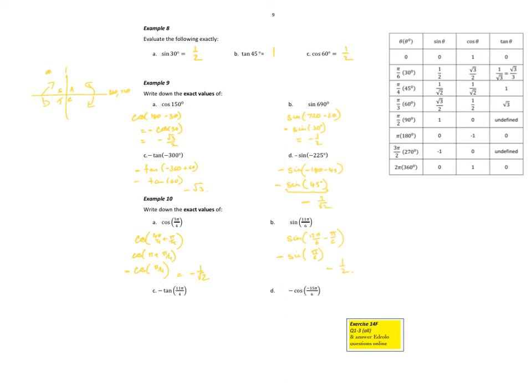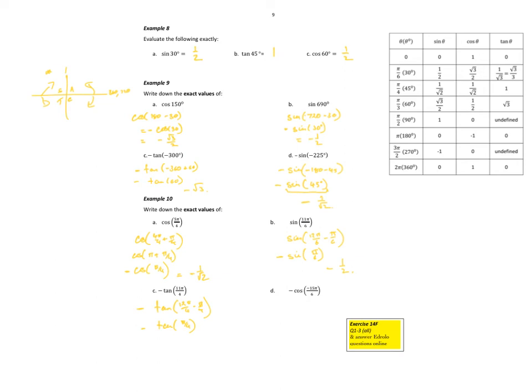Again, a couple more negative ones there to think about. We've got the negative out the front, tan of 11 pi on 4. So what's that? That's the same as 12 pi on 4 minus pi on 4. Now 12 pi on 4 is 3 pi, which is just the halfway mark over at negative 1, 0. I've got the negative out the front, so that's the same as negative tan of pi on 4.